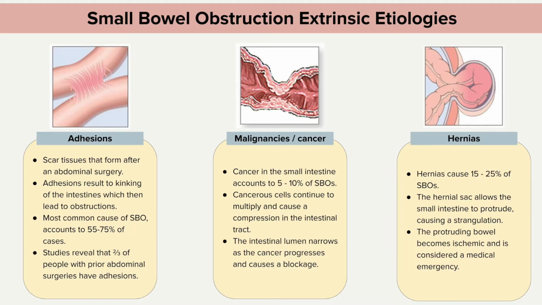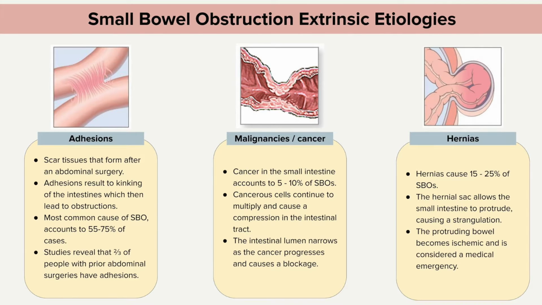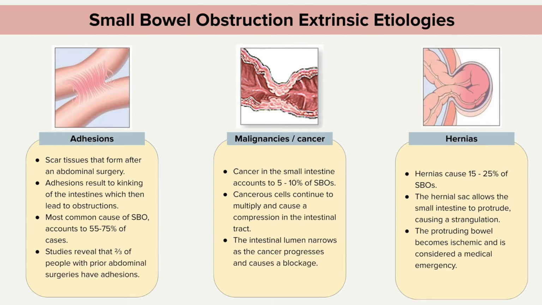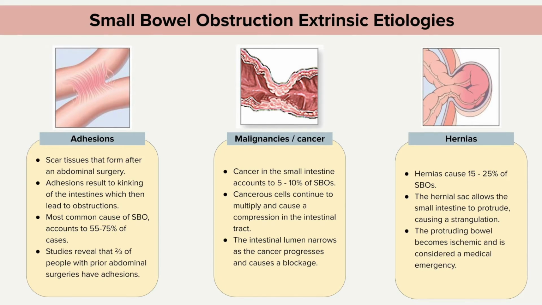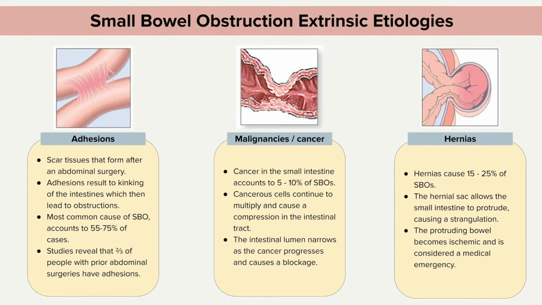There are three different classifications that categorize SBOs. The first one is due to extrinsic etiologies, which comprises about 90% or the majority of SBO causes. With this kind of classification, the obstruction happens when the intestinal tract is being compressed or pushed from the outside. This is further divided into three different categories.